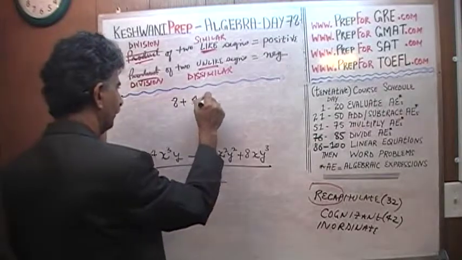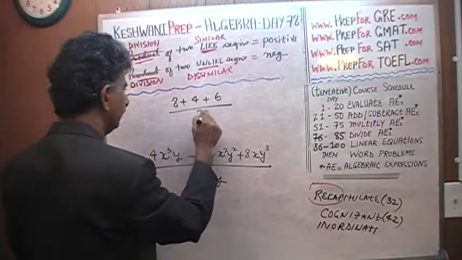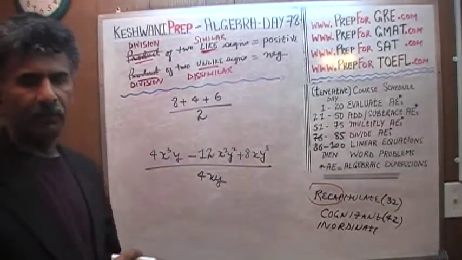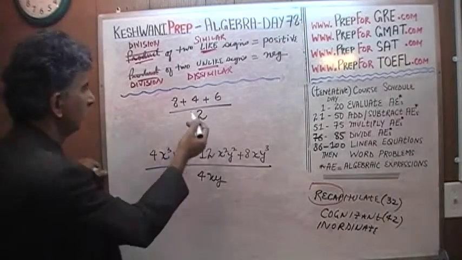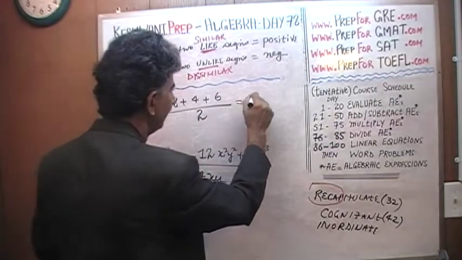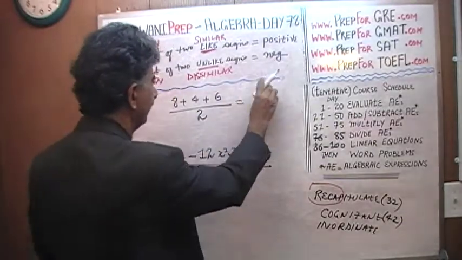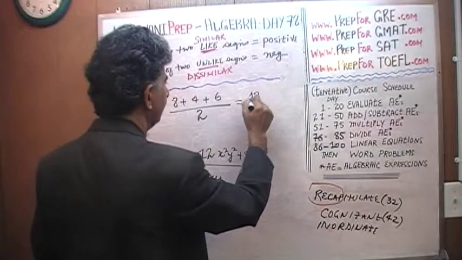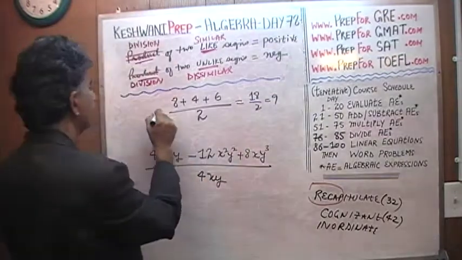8 plus 4 plus 6 divided by 2. How much is it? 8 plus 4 plus 6 divided by 2. Well, let's find out. 4 plus 6 is 10. 10 plus 8 is 18. So this is 18. It is 18 over 2, which is 9. So we know the answer is 9. Let's put it here.